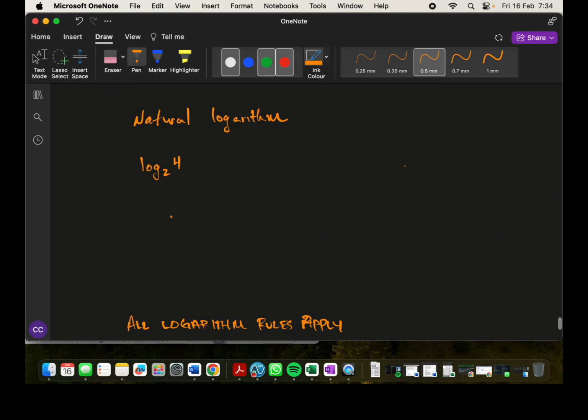All right, so today we're just going to look at natural logarithms. The natural logarithm is just a special logarithm. Just to review what a logarithm is, it's asking us what power do I need to make 2 into 4? That's what a logarithm asks us. So basically 2 to the x equals 4, right?